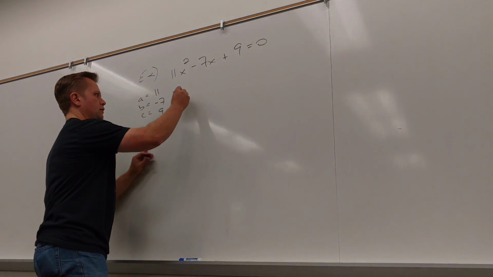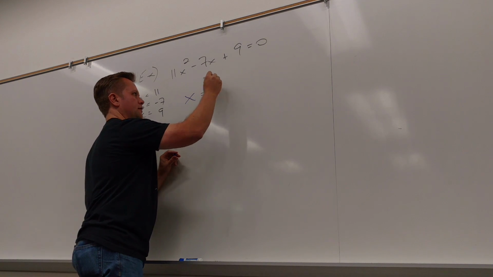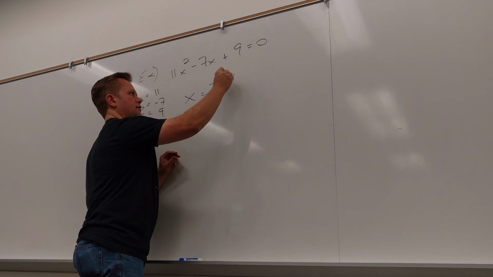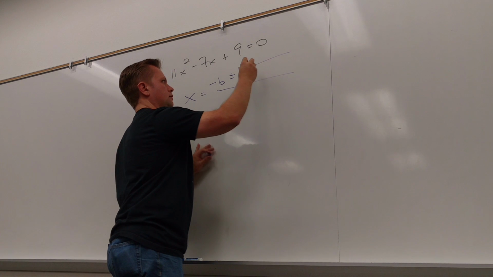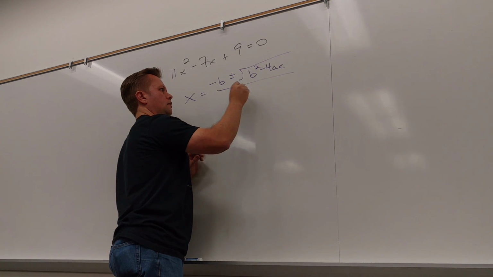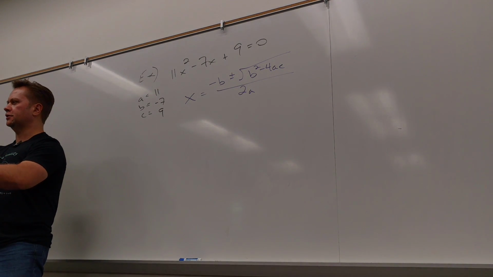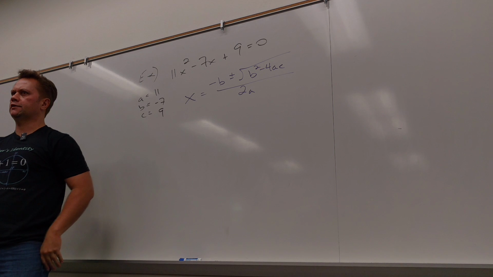So now, what is the quadratic formula? X equals negative b plus or minus square root of b squared minus 4ac over 2a. Now, real quick, let me use this example to kind of introduce some new stuff at the same time.